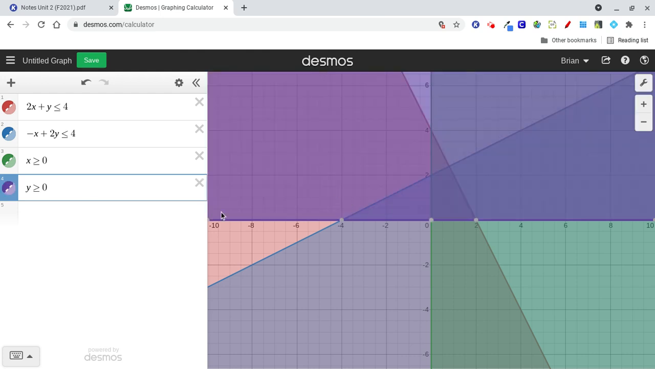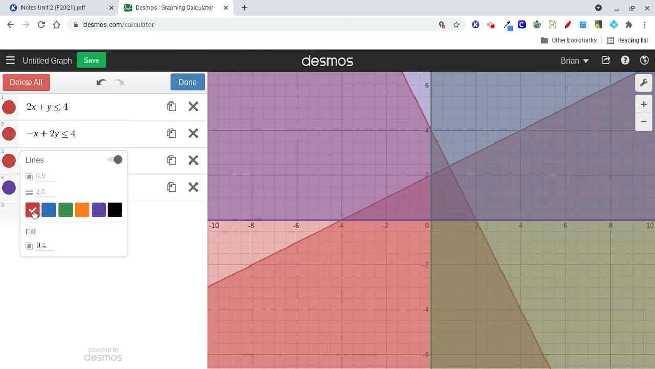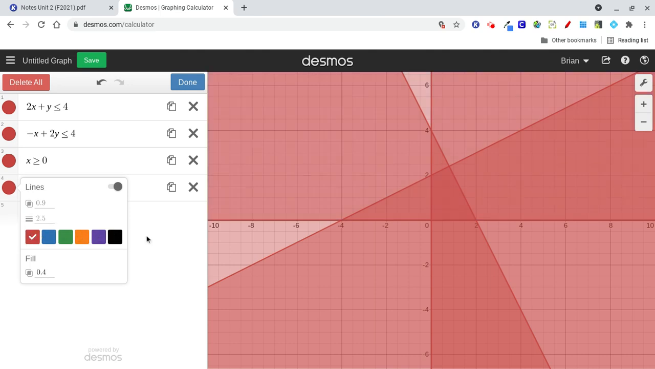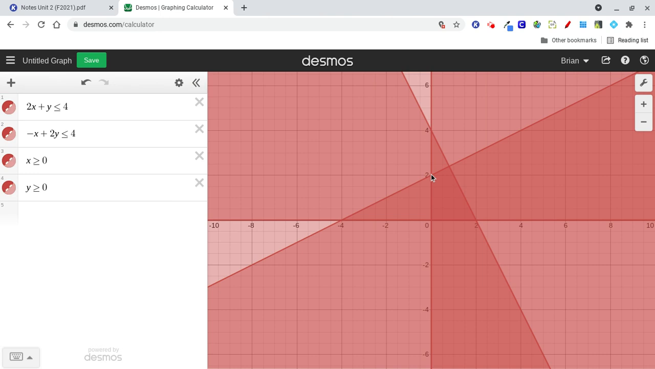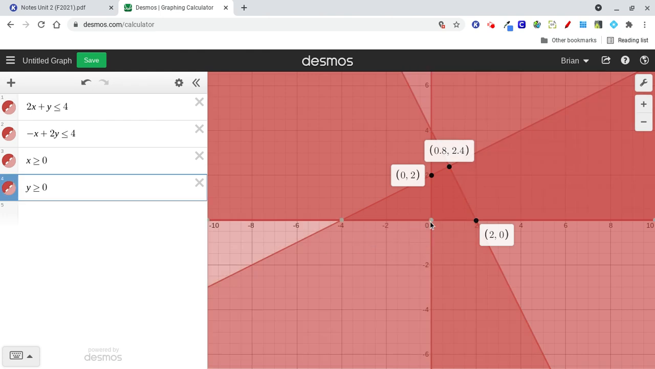Now, when you do this on Desmos, it just kind of randomly selects colors. And trust me on this, it's going to be a lot easier if you change them all to the same color. So it doesn't have to be red, but I like red. If you change them all to the same color, it's easier to see which region is affected by all four of these. So it's going to be the darkest region. The darkest region is the region that we want. So what's going to happen is we're going to be after these corner points. And I like Desmos because you can click on it and see what those corner points are.